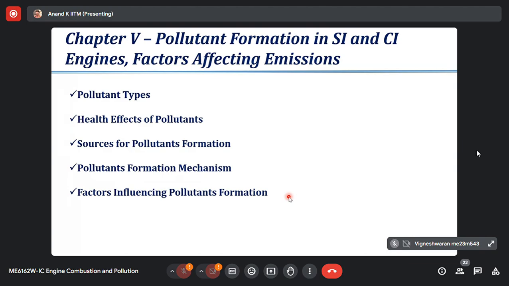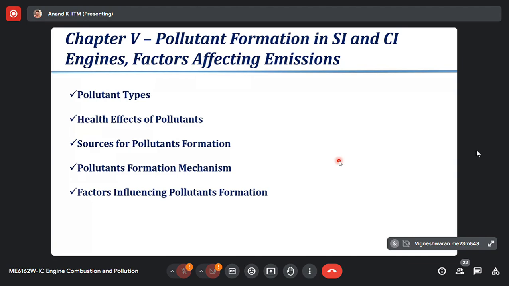The idea behind identifying these factors is to control the pollutants. That is the next step, and we are going to discuss that in the next chapter. Before that, we are discussing the various engine design and operating factors that influence these 4 pollutants. Out of these 4, in an SI engine we have only 3 species: NOx, where only NO is dominant and NO2 is negligible, then HC and CO. We don't have particulate emission in a conventional spark ignited engine.